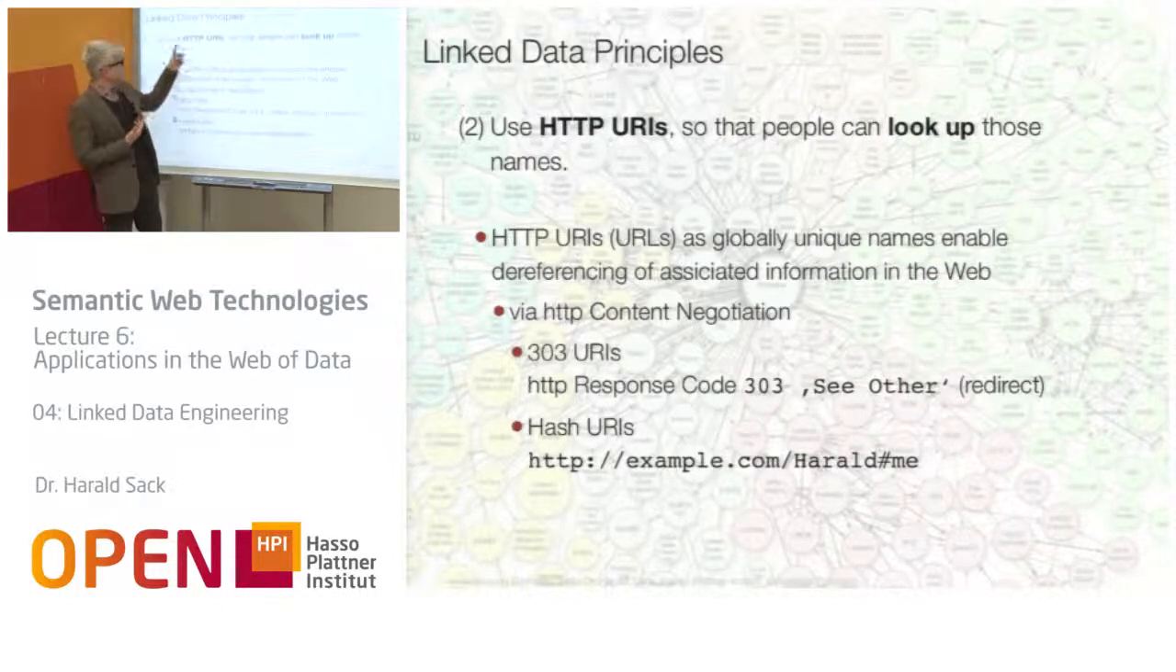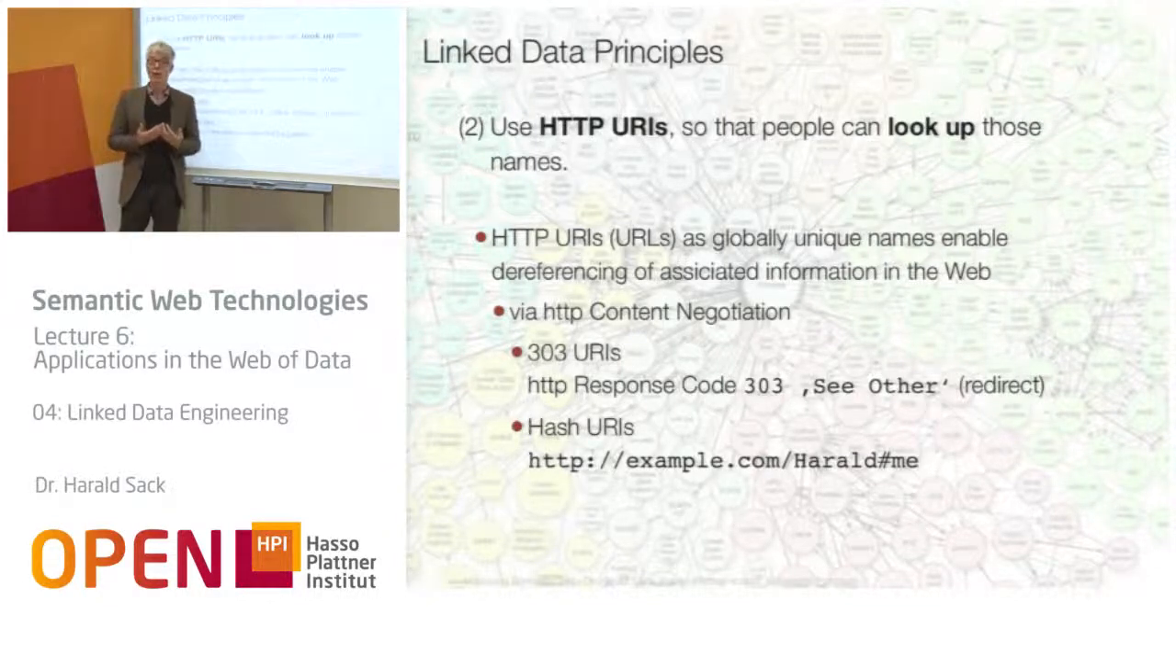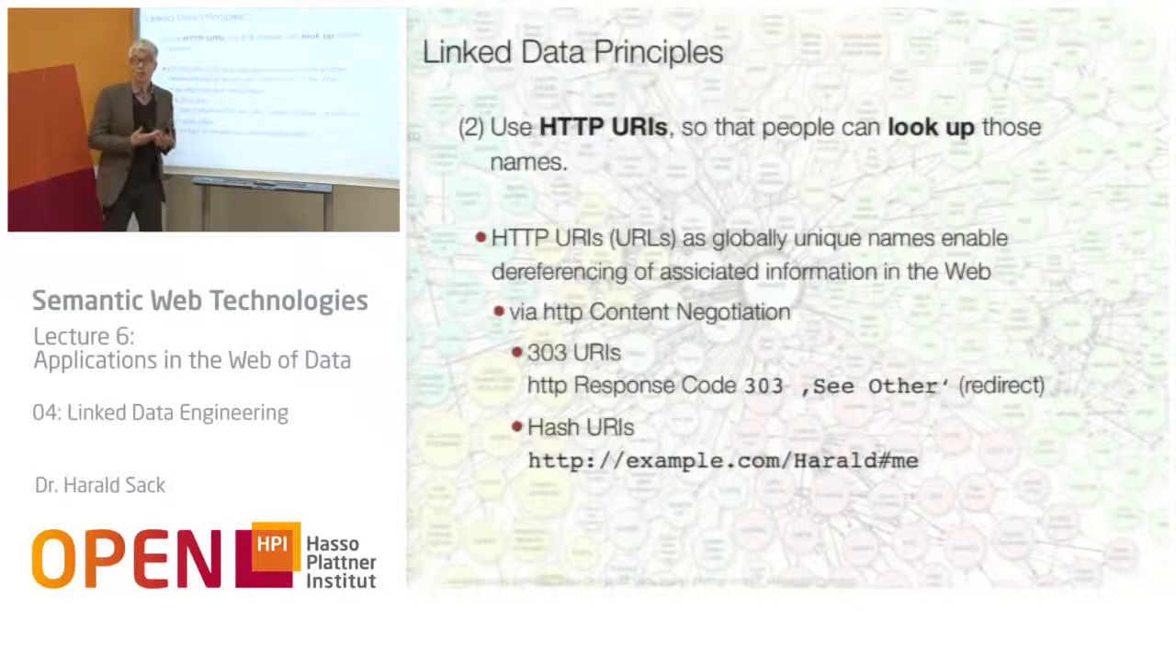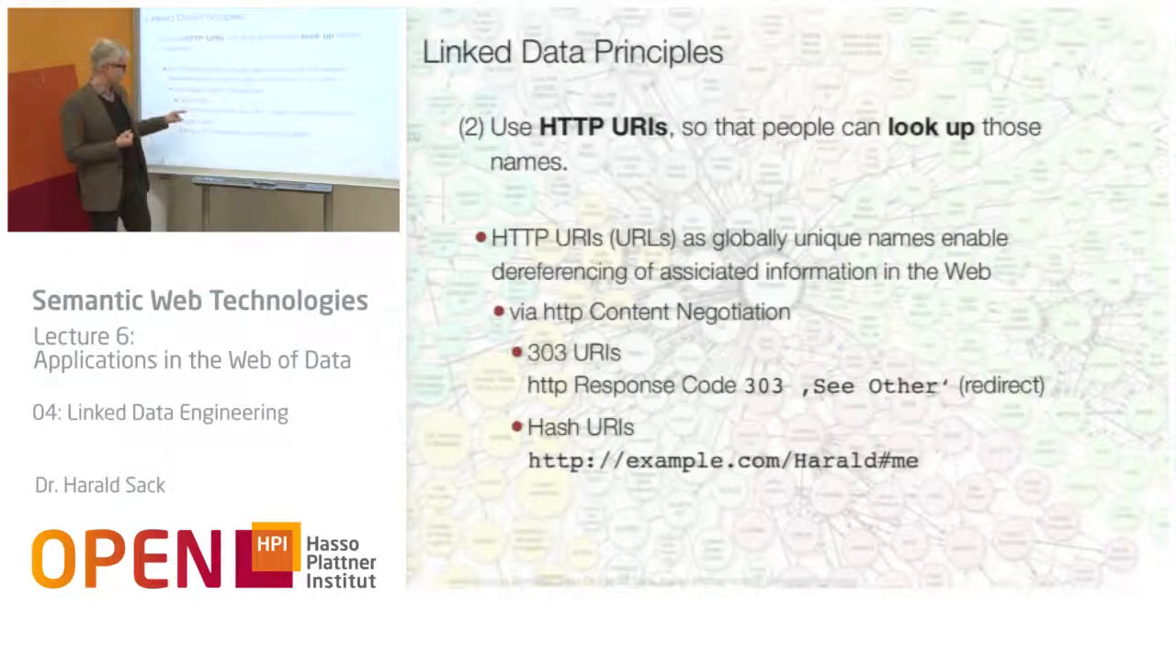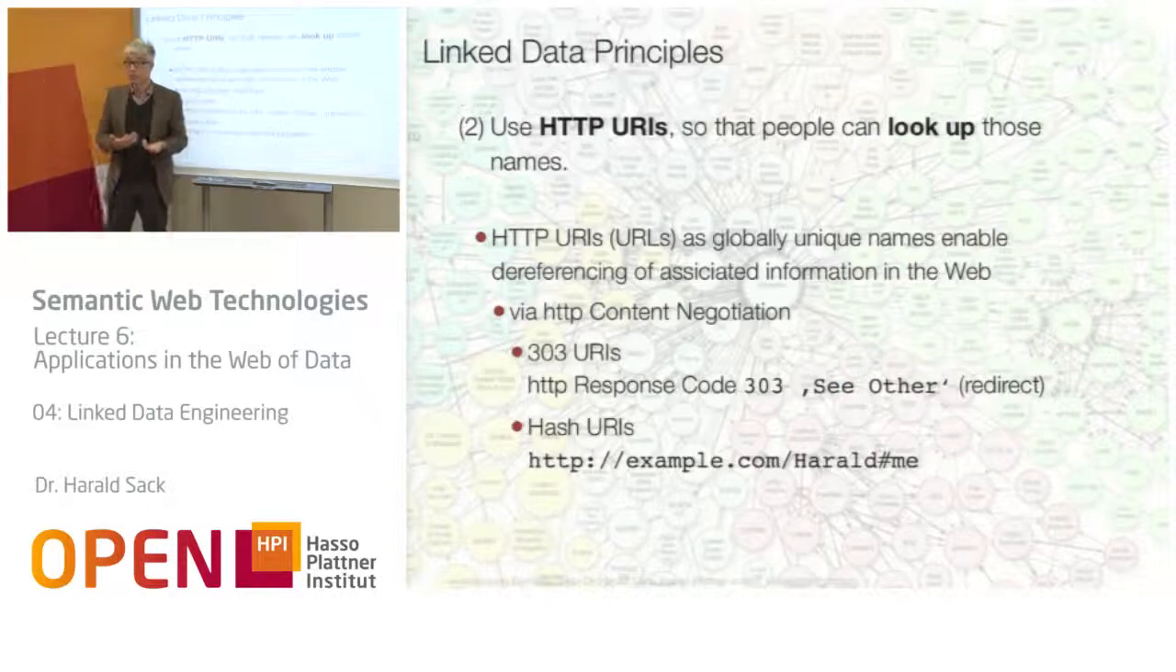It means it should be HTTP URIs, and HTTP URIs means that when I look up the information behind this URI, I will get either information that is readable for humans or information that is readable for machines. And this can be achieved via so-called HTTP content negotiation. For example, with the HTTP response code 303 See Other.